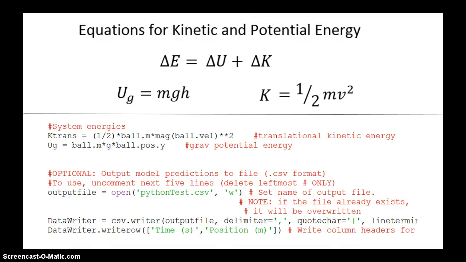System energies are then initialized using the conservation of energy equation. Delta E equals delta U plus delta K. K-trans, or the translational kinetic energy, is defined to be 1/2 mv squared. The same equation is directly inputted into the code as is UG, the gravitational potential energy, mgh. After the energies are inputted for later use, a CSV output file is coded to plot the time and position in a CSV file named pythontest.csv.